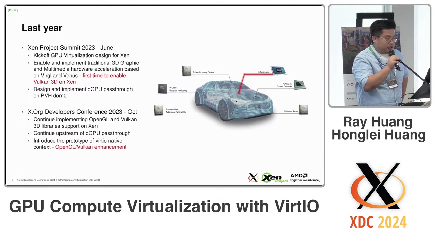And this is the record for the last year. We kicked off the virtual GPU support for the Xen hypervisor, and we enabled VirtIO and Venus in the first half of last year. In the second half of this year, we introduced the virtual native context, which leveraged the idea from Rob, to get better performance for our GPU virtualization design.